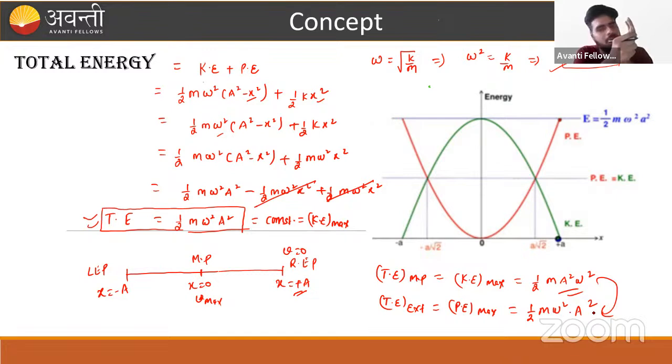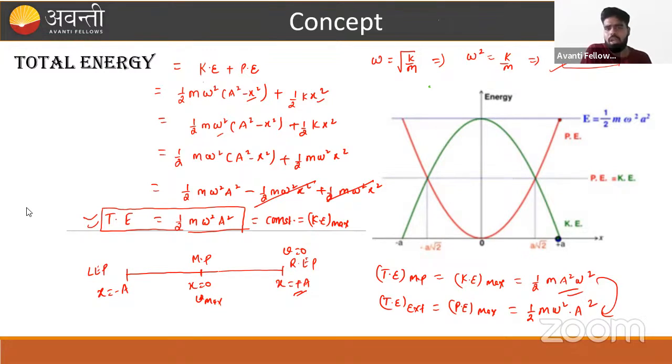The total energy at the mean position is equal to the maximum kinetic energy. The total energy at the extreme position is the maximum potential energy. It means energy is always conserved. If kinetic energy is minimum, then potential energy becomes maximum, and vice versa is also true. This is an important conclusion, and you have to note down all these important points, beta.